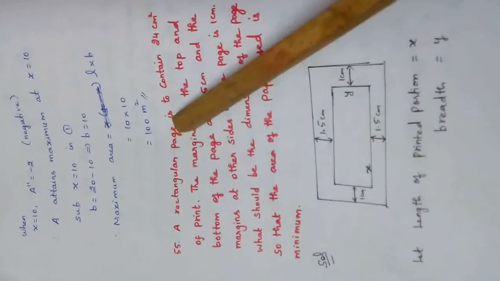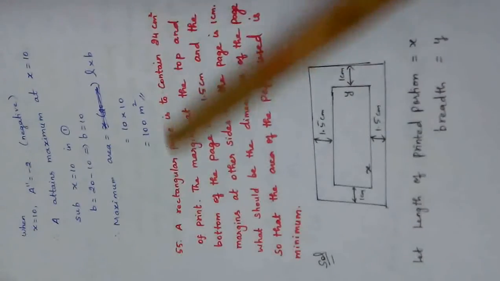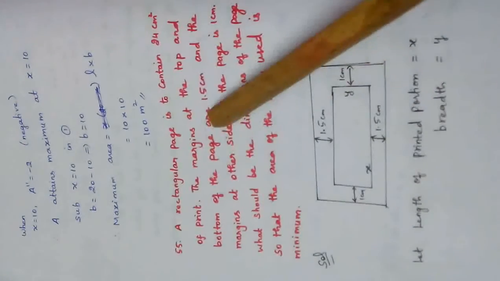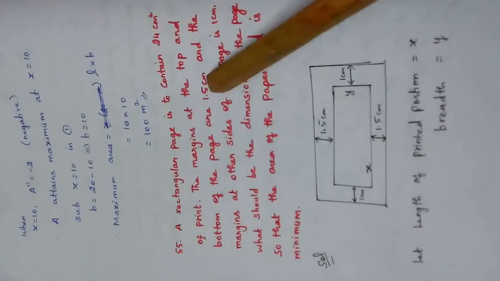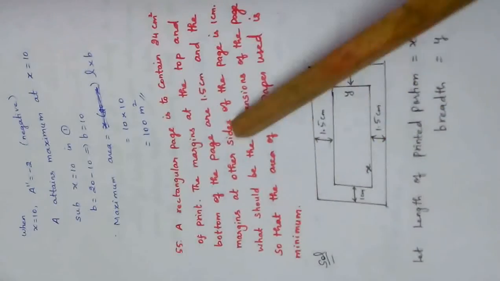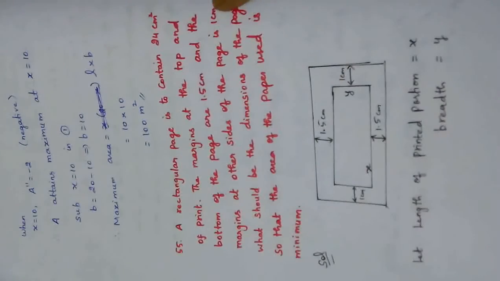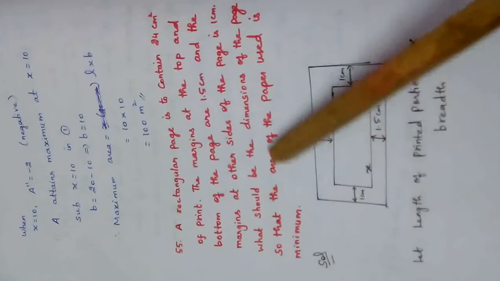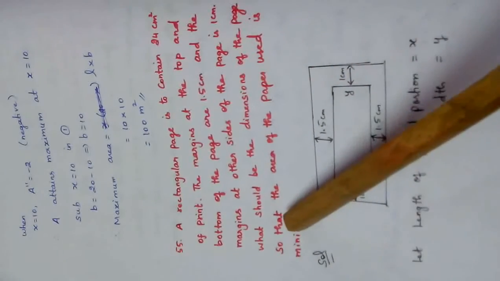A rectangular page is to contain 24 centimeters square of print. The margins at the top and bottom of the page are 1.5 centimeter, and the margins at the other side of the page is 1 centimeter. What should be the dimensions of the page so that the area of the paper used is minimum?